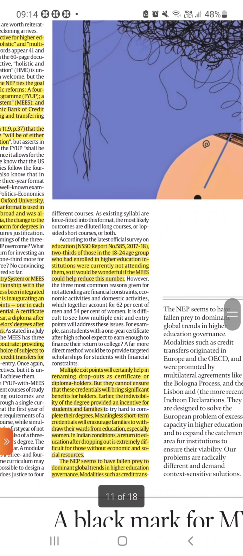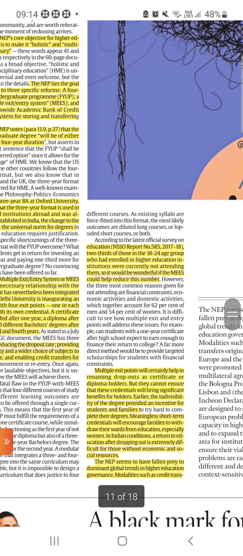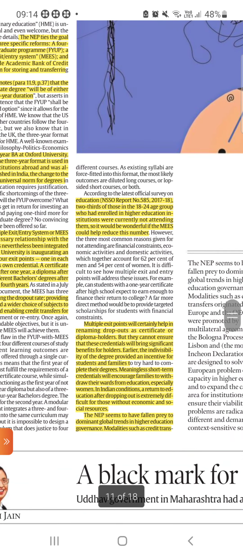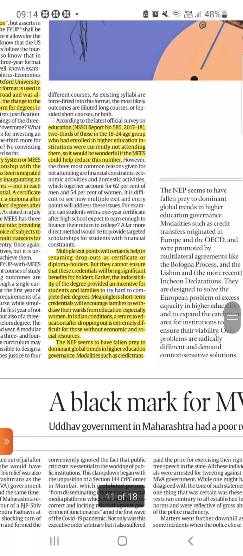According to the latest NSSO survey on education, two-thirds of those in the age group of 18 to 24 who had enrolled in higher education institutions were currently not attending them. So it would be wonderful if the MEES, that is the multiple entry-exit system, would help reduce this number. Multiple exit points will certainly help in renaming the dropouts as certificate and diploma holders, but they cannot ensure that these credentials will bring significant benefits for the holders.